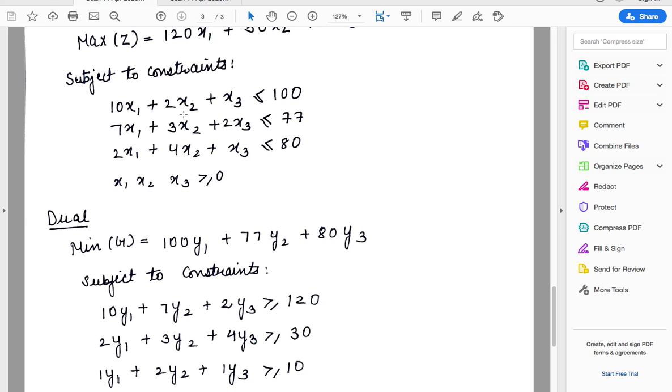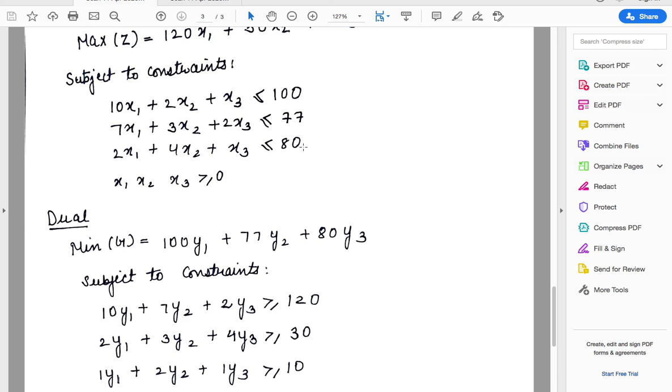Okay, so values we know how to write. 10, 7, 2. These column wise values will be converted into row wise. 10, 7, 2, then 2, 3, 4. You can see the second column is converted into the second row, 2, 3, 4.